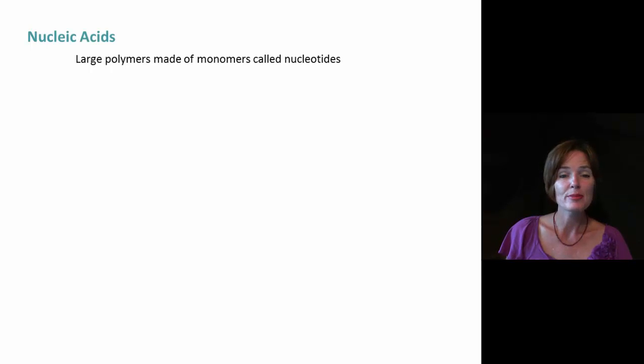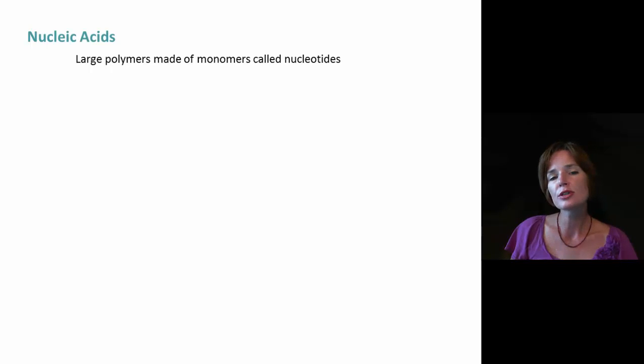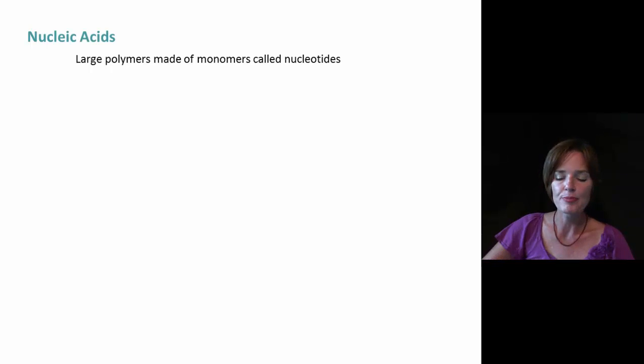Nucleic acids are some of the largest molecules that we find inside of our cells. These are large polymers made of monomers called nucleotides. As far as the scale goes, in some cases we will have hundreds of millions of these nucleotides linked together. That's why we say these are the largest molecules that we tend to find inside the cell.